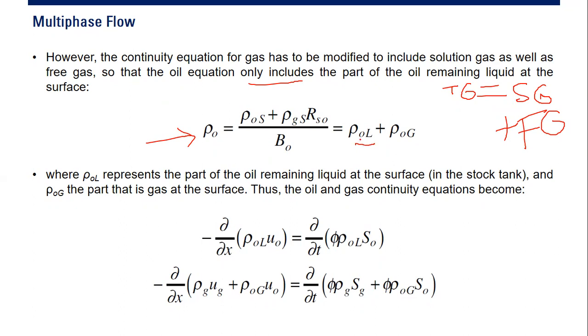So we have this one, the density of oil in liquid phase, where this one represents the part of oil remaining liquid at the surface in the stock tank, and this one the part that is gas at surface. Some oil will remain liquid, some oil will be gas at surface condition. So we need to modify the continuity equation for oil to be like this. It will be more complex for oil because of solution gas. So this is the continuity equation for oil, and this is the continuity equation for gas.